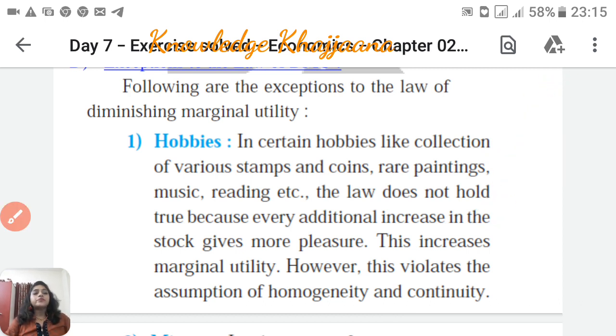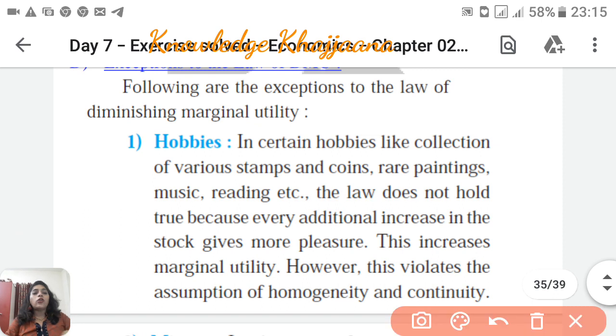Why? See, in certain hobbies like collection of various stamps and coins, rare paintings, music, readings, etc., the law does not hold true, right? The law does not hold true because every additional increase in the stock gives more pleasure. This increases the marginal utility. However, this violates the assumption of homogeneity and continuity.